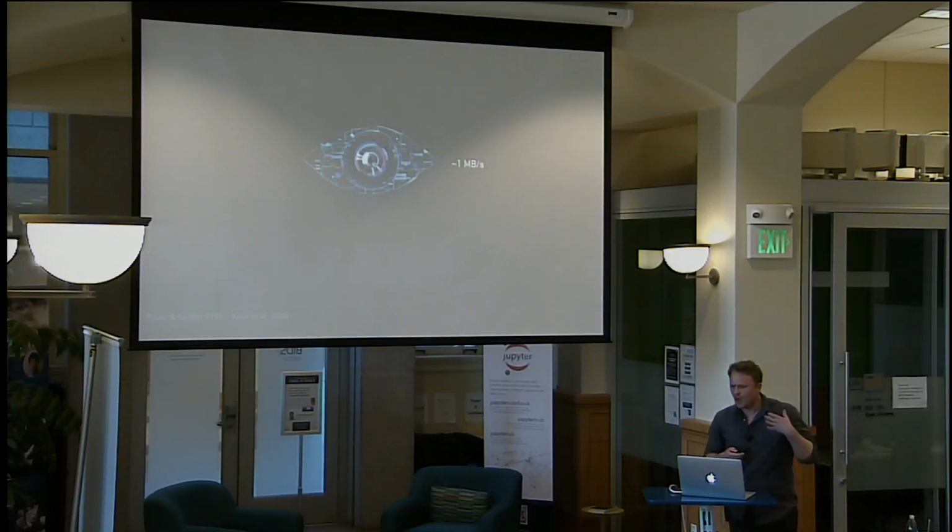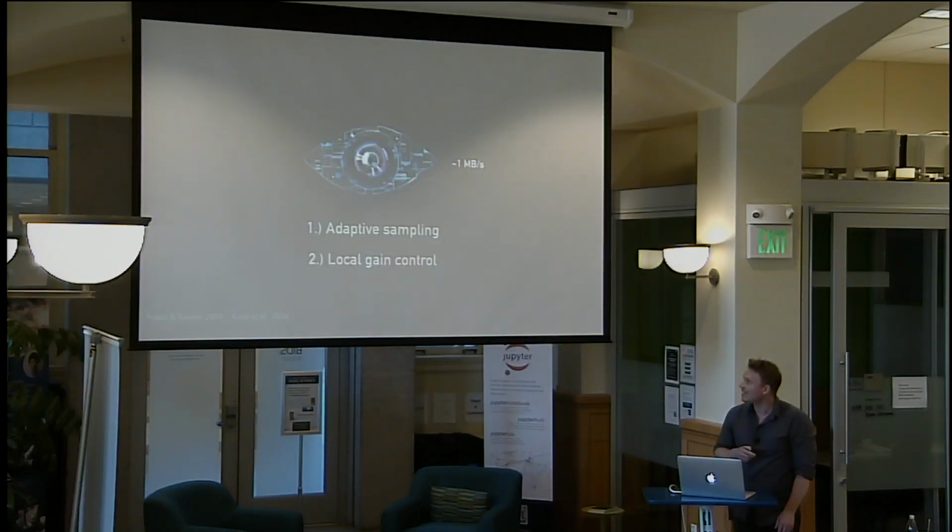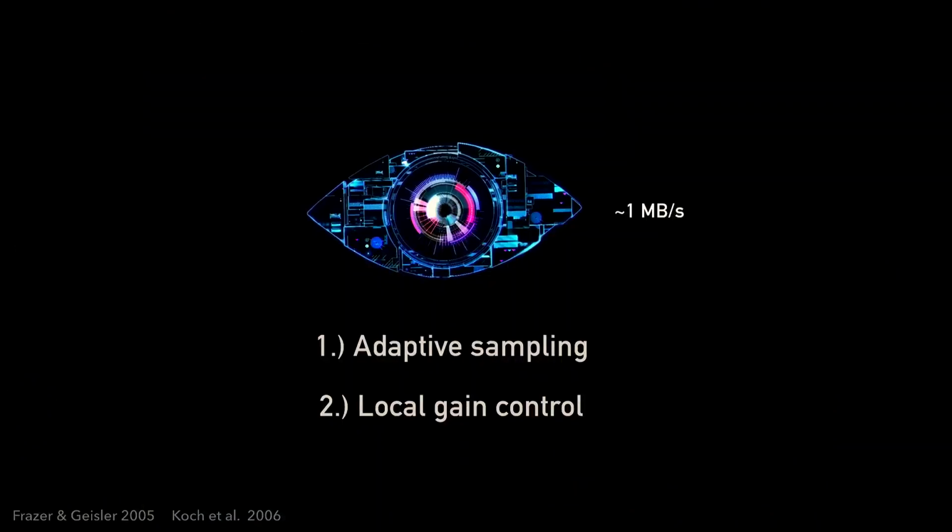So what are two features of visual processing? One is that there's adaptive sampling. We all know this: our fovea is constantly adaptively sampling the world. The second is local gain control. As we turn the lights on and off, we're still able to realize that there's a mug in front of us.